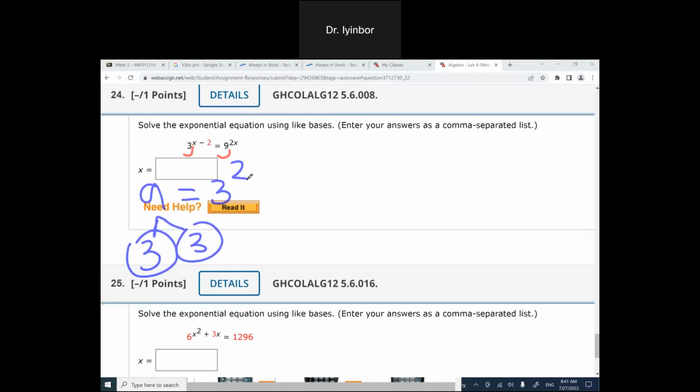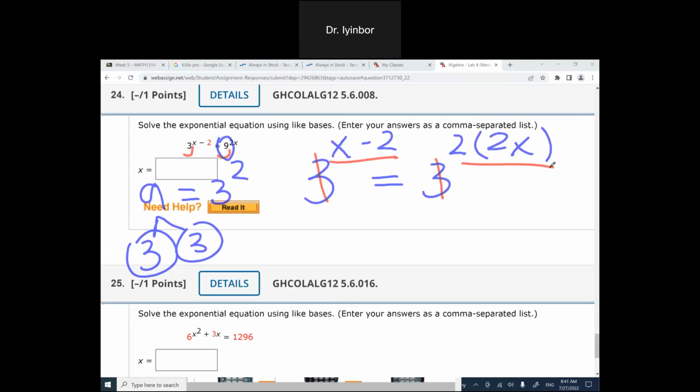And then you replace 9 with 3 squared, so you start with the equation 3 to the x minus 2 equals, now 9 is going to be 3 squared, and also you have the exponent 2x there. Now we get the same bases, so we're going to cross out the 3's in the bases. You solve x minus 2 equals this.